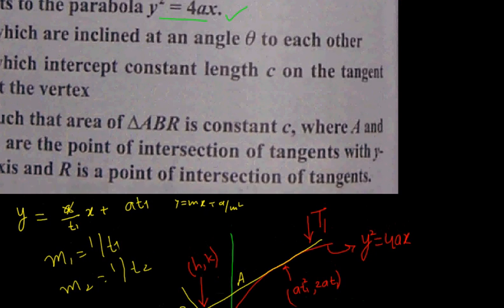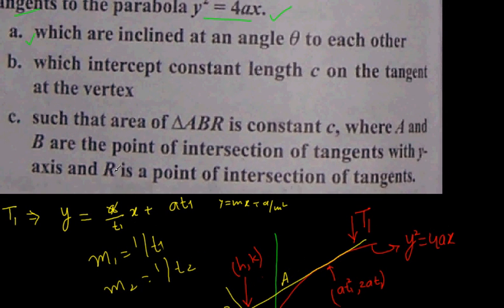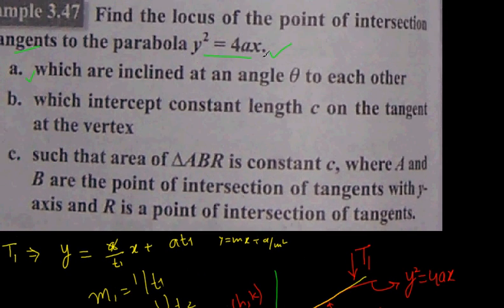The first problem was: find the locus of the point of intersection of tangents which are inclined at angle theta. This is solved. In the next lecture I will solve this one.